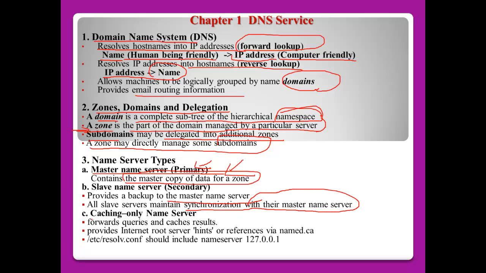Then see the caching only name server. The caching only name server normally forwards the queries and caches the result. So the caching only name server does not have a copy of data for a zone, and provides the internet root server hint. This kind of hint is normally saved in a file named .ca. And if we want to set up the caching only name server, in this case, you can use /etc/resolv.conf, and here just include the name server localhost IP address.